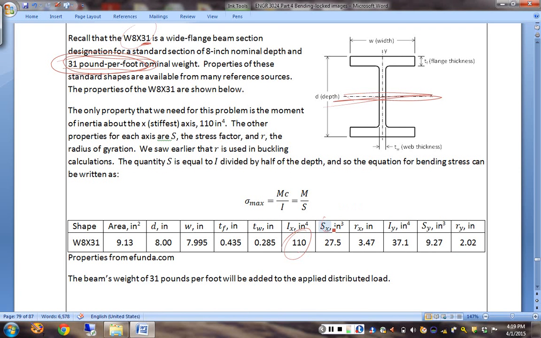Another side note, this quantity S is another shortcut that they put in these beam tables that is the moment of inertia divided by this distance, which is c in the moment equation. So you can just pull this S out and do the moment divided by S, or you can just forget I ever said that, just remember MC over I, and you'll always be good. But this is a shortcut that they've already divided this beam by half its height.